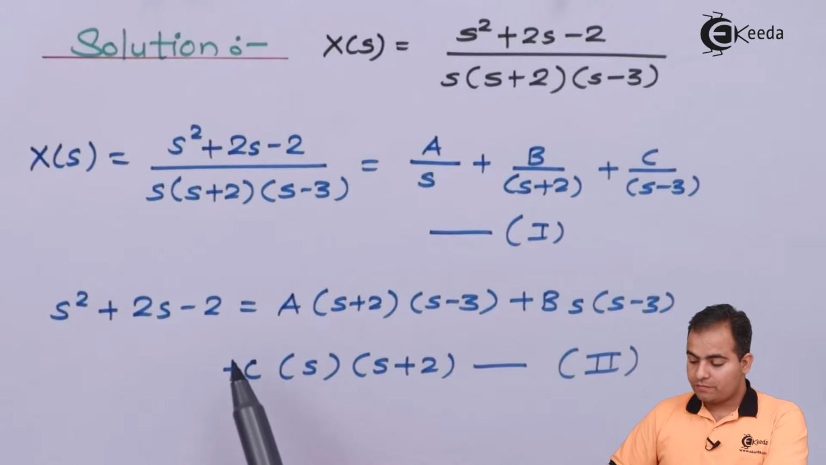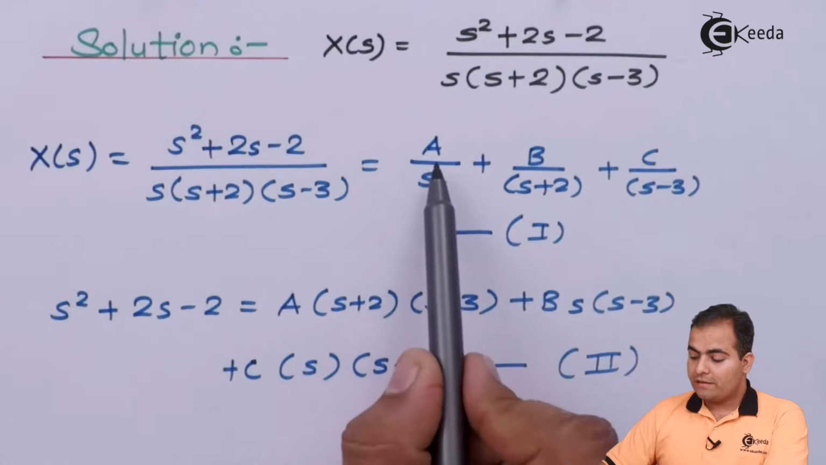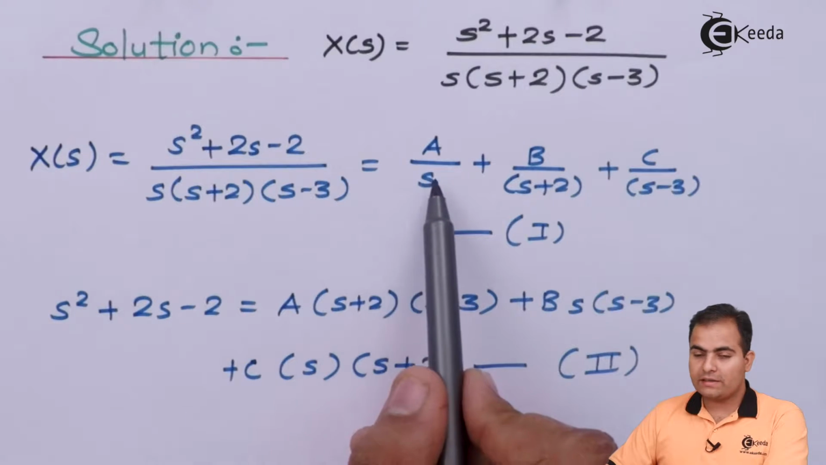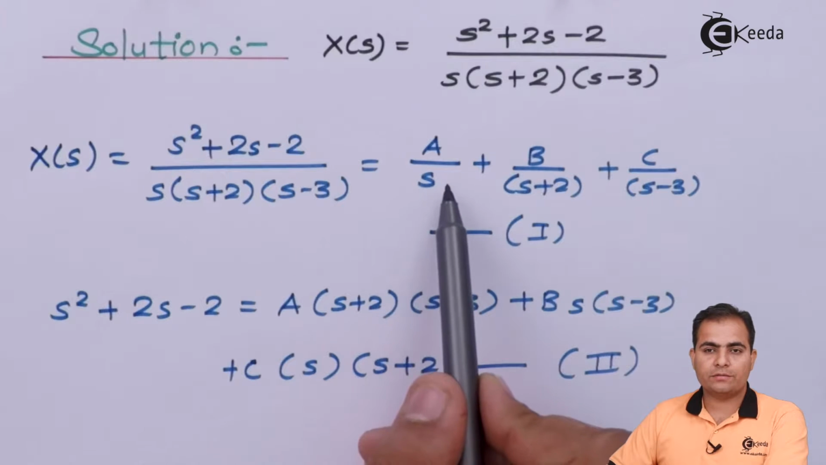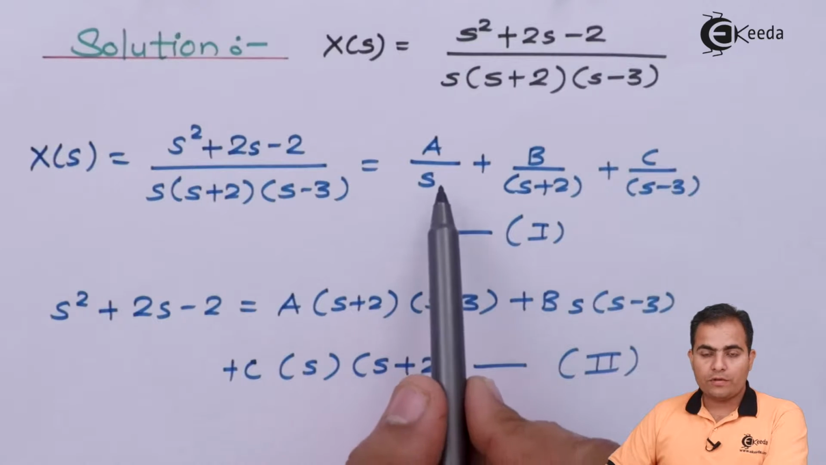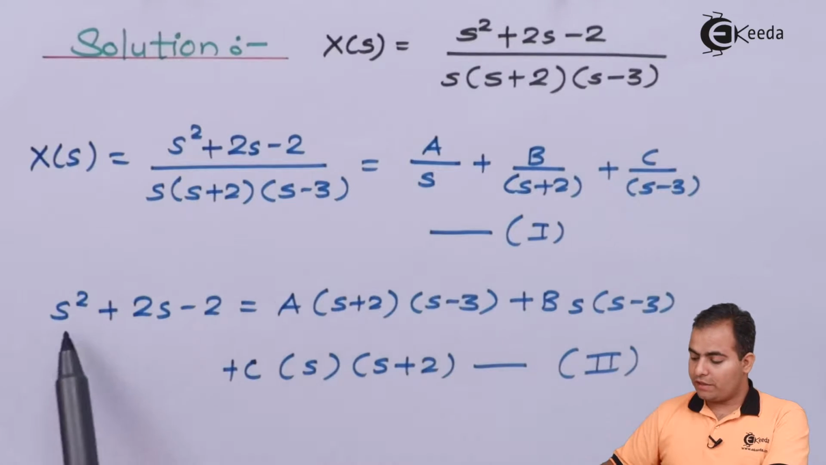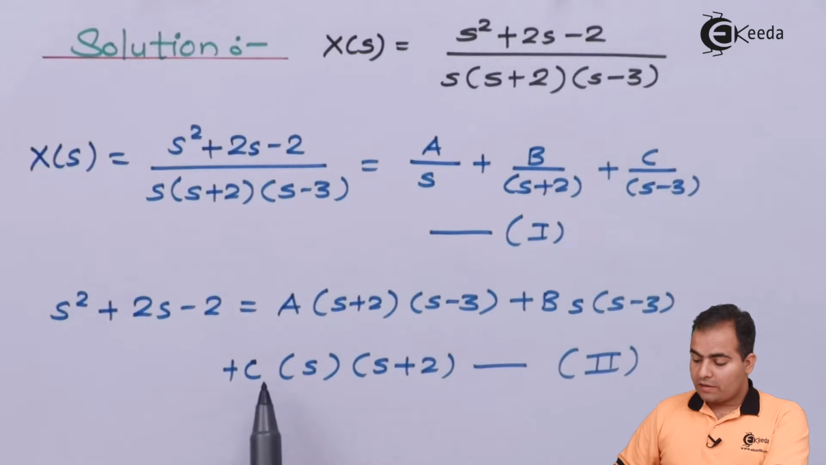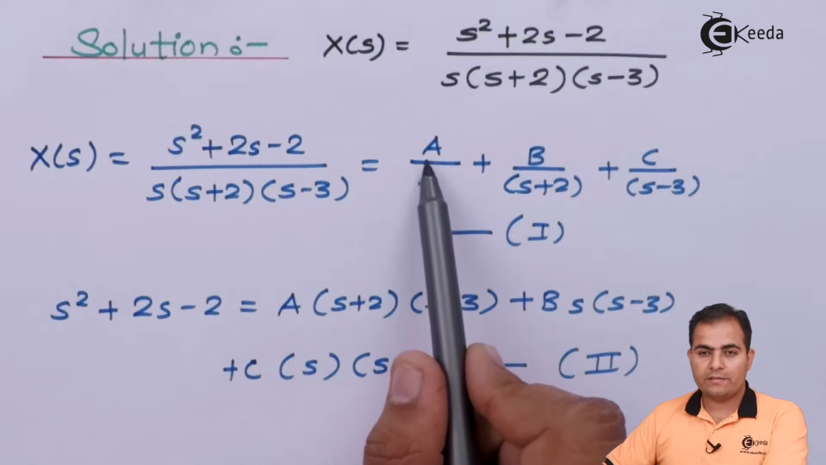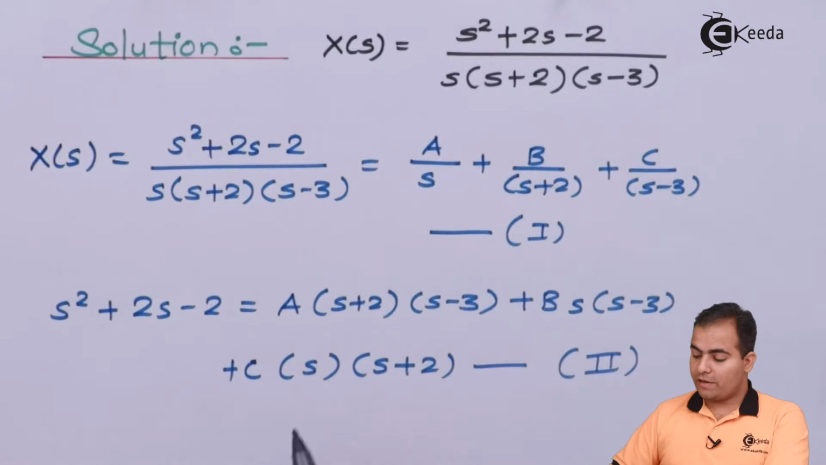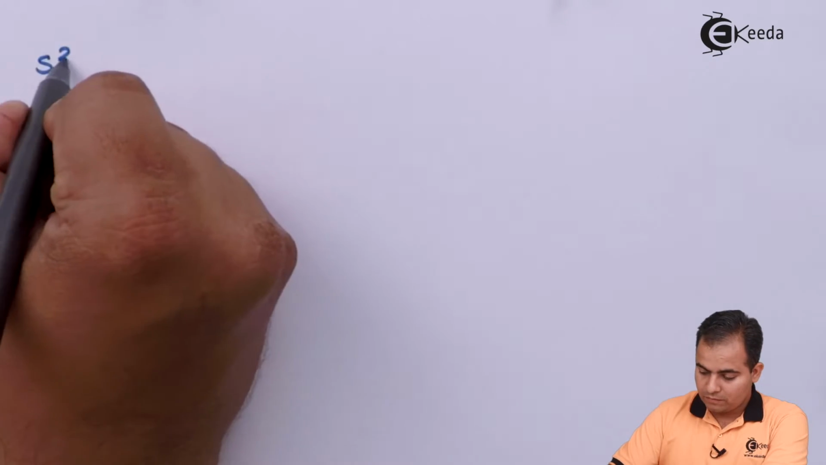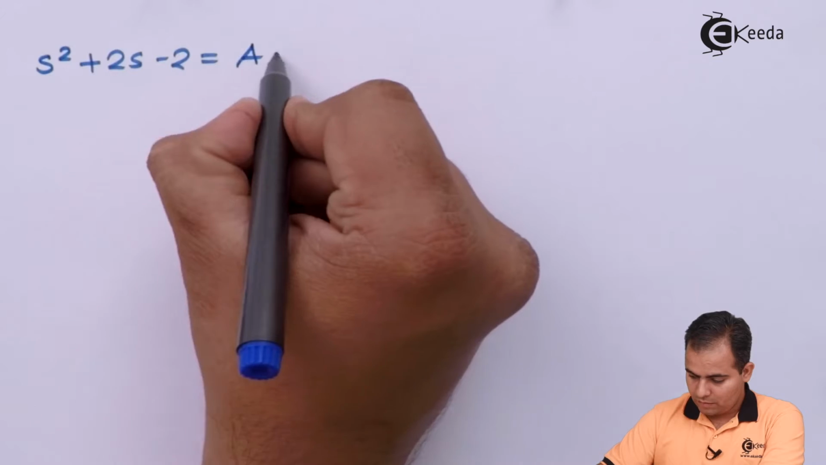In short, whenever you want to find the value of a or b or c, just equate the respective denominator to 0 and find the value of s from it. Whatever output you get, substitute that s value in equation 2, so that automatically you will get the value of the particular variable. Now I'll substitute s equal to 0 to find the value of variable a.